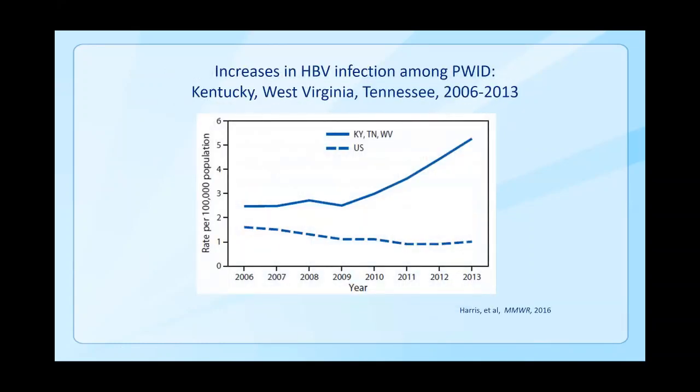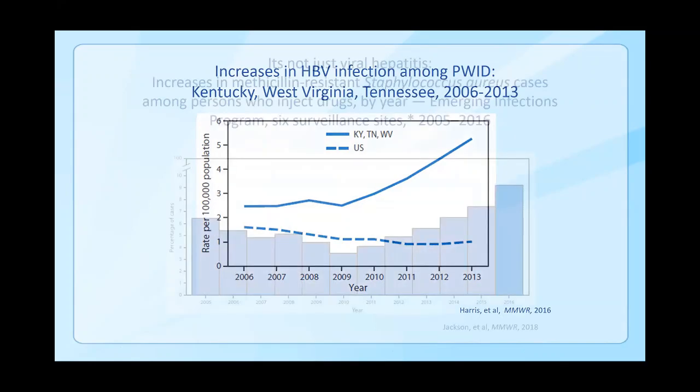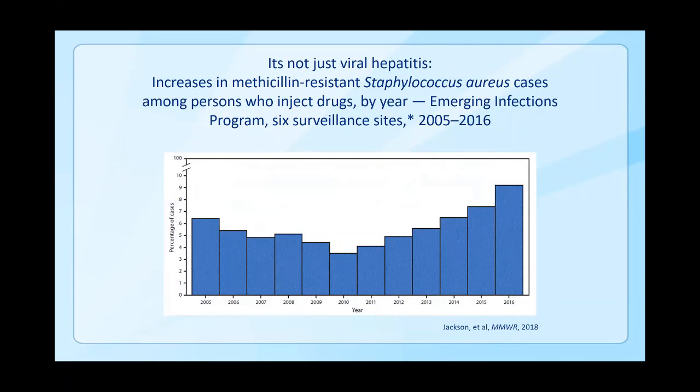Hepatitis A and C aren't the only sequelae related to increasing opioid use. In areas hardest hit, hepatitis B infections are also increasing among persons who inject drugs. It's not just viral hepatitis.